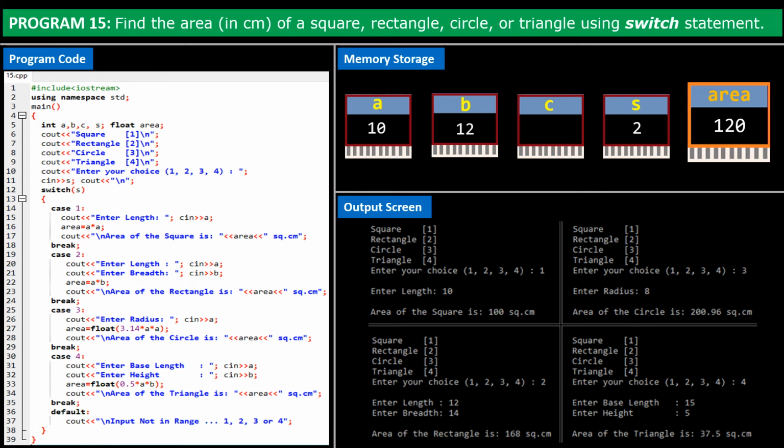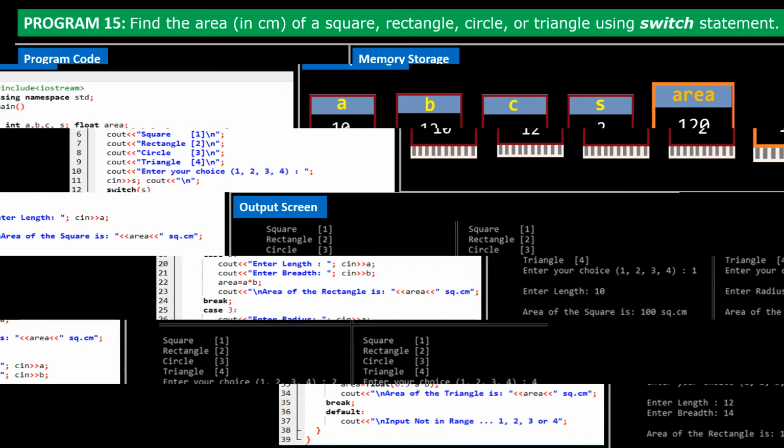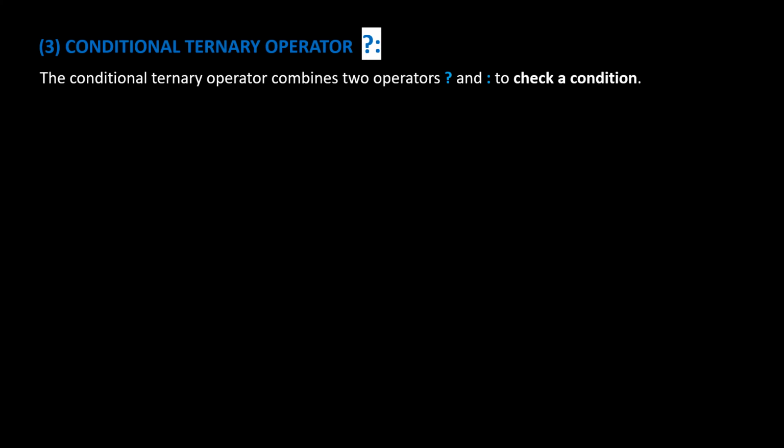Not sure if you have noticed something. I have an unused memory location named C. Always make sure you allocate memory that you will be using. Let's next move over to the third type of conditional statement. It's the ternary operator. The conditional ternary operator combines two operators, question mark and the colon. The question mark checks the condition, and the colon suggests the solutions.